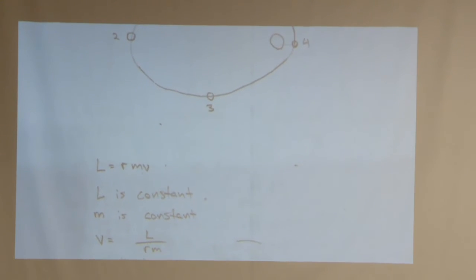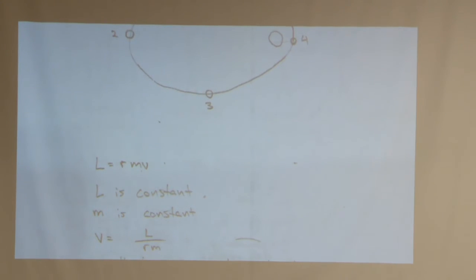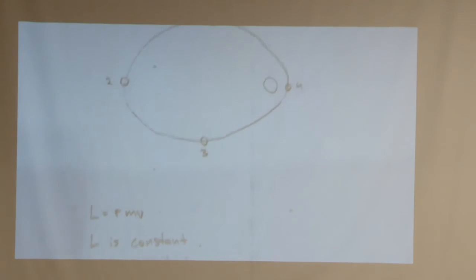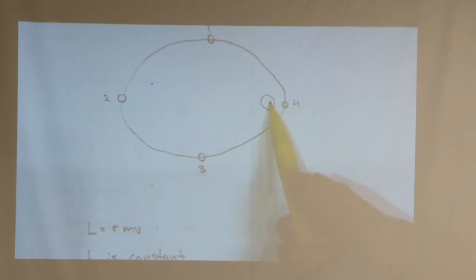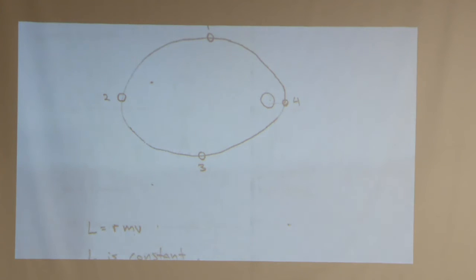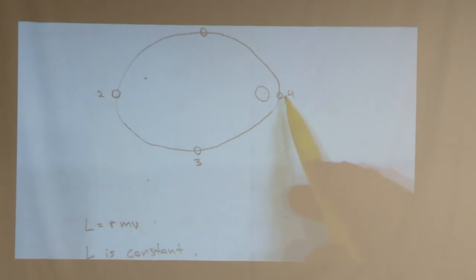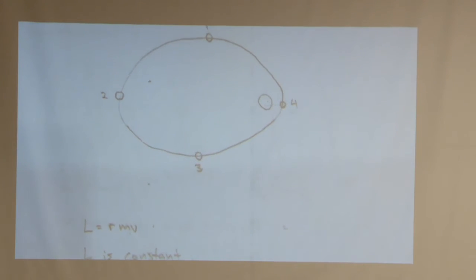If we solve for V, because that's where we're interested, the speed, we get V is equal to L over Rm. L and M are constant. The only thing that can change is R. So with a smaller R value, we can get a faster speed, and for a bigger R value, we're going to have a slower speed. Looking back at this, the radius from here to here is a lot smaller than the radius from here all the way over here. So that's why the velocity at point 4 is going to be the highest.